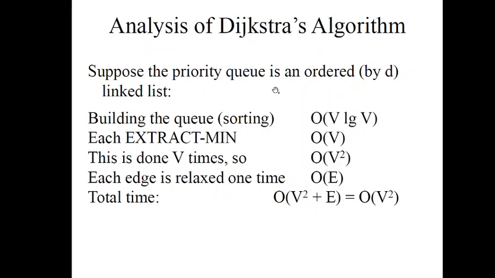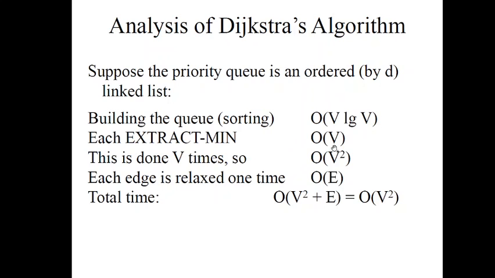Now suppose that the priority queue is implemented as a linked list. Building the queue will take V log V, that is actually sorting, and extract minimum is linear, that is order of V. V means how many vertices are inserted in the queue. V number of 5 vertices means 5. Therefore the best sorting will be n log n, that is why V log V. Extract minimum will be V.